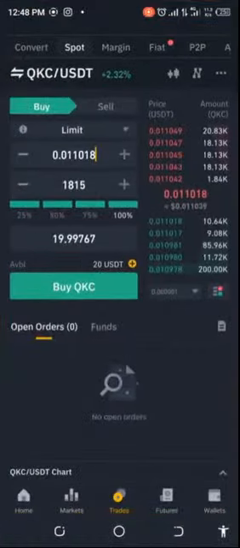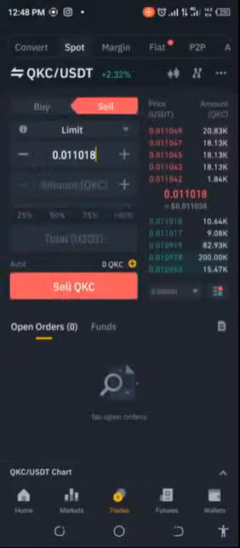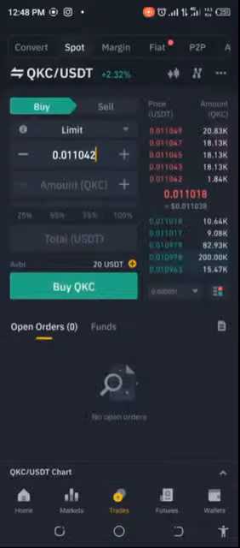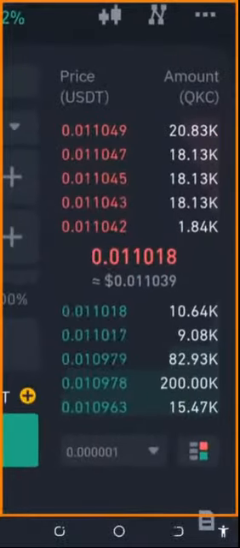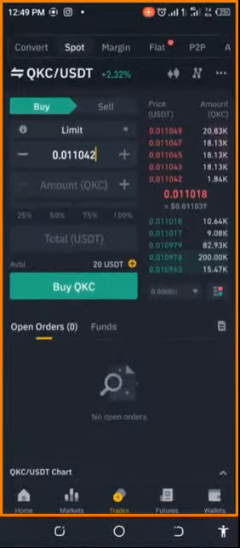But now, because we want to get it bought immediately, let's tap on this. Let me go back and try something. Let's tap on that first red. You can see that the price is higher than it actually is. The price is 0.011042. But right now, the current price that's showing us is 0.011018. So you can see that it's higher here.